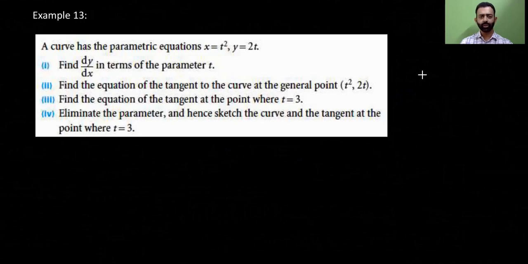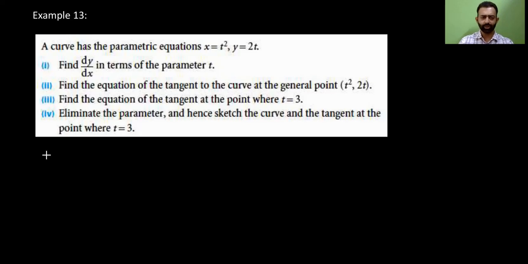Now let us do a couple of questions on parametric differentiation. First example says that there is a curve which has the parametric equation x is equal to t square, y is equal to 2t. In the first part, we have to find dy by dx in terms of the parameter t. Means we do not need to eliminate parameter t, right?